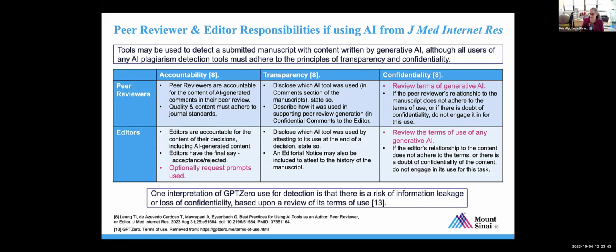And the article goes on to say, in a little box at the bottom here, that one of the tools we're going to talk about, which is called GPT-0, which is meant to help you have publications that have no use of large language models or generative AI, in reviewing the terms of usage for that product, they determined that there's a risk of information leakage and loss of confidentiality. So they really wouldn't recommend that you use it for anything that has content that's not yours, content that you wouldn't want to have disclosed out in a public forum.